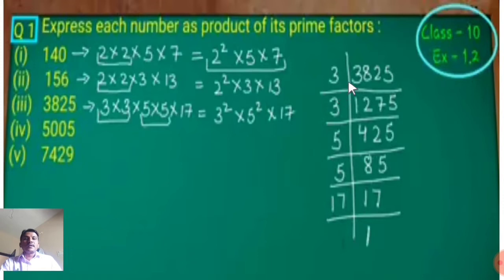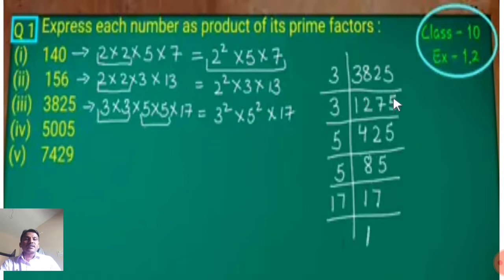Next, 3825. Find the prime factorization of 3825. This is divisible by 3 or 5. So you have to start from 3. 3 1s are 3. Next 8 is there, 3 2s are 6, 2 is remaining, 2 2 gives us 22. 3 7s are 21, 1 is remaining, 1 5 15, 3 5s are 15.